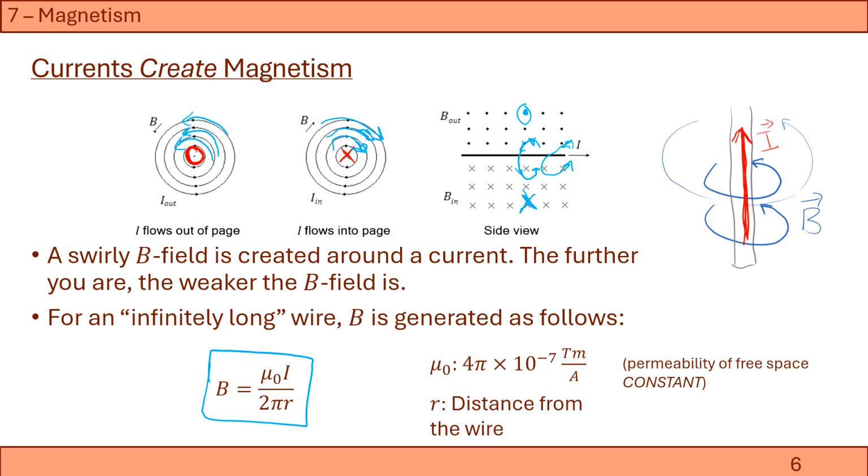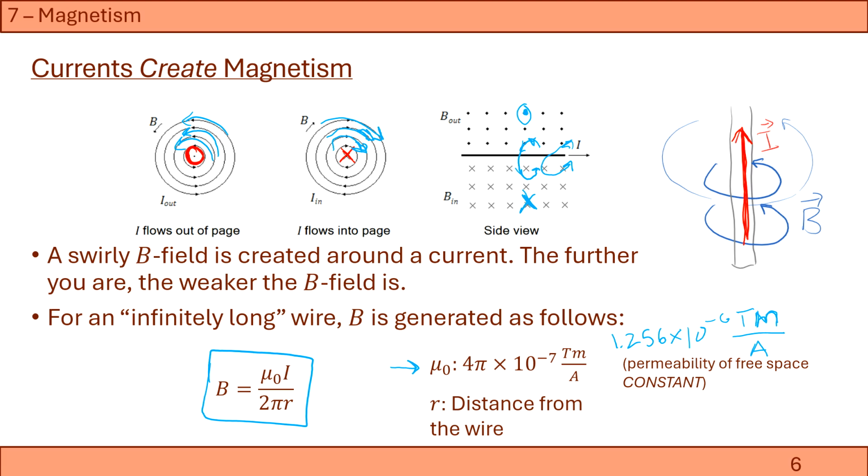Mu naught is a constant. It's actually 4 pi times 10 to the minus 7 Tesla meters per amp. Very strange unit, but you may also have seen it as 1.256 or so times 10 to the minus 6 Tesla meters per amp. That's just somebody doing 4 times pi, and that's what it equals. So same number.